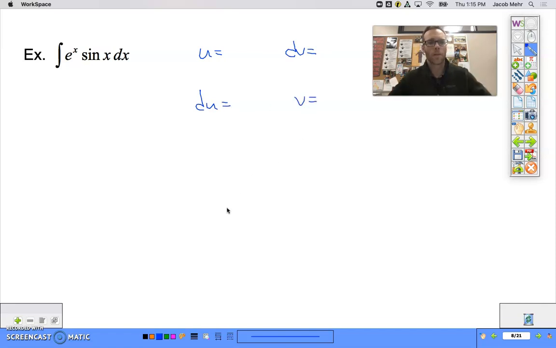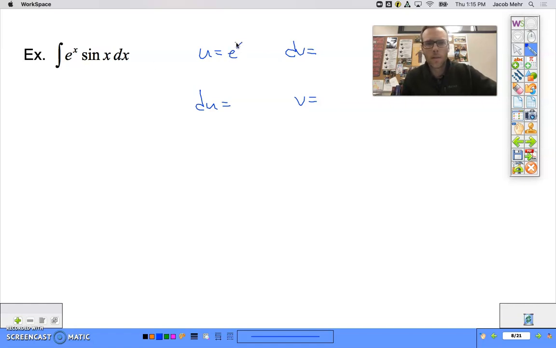All right, so time to place things. E to the x, I could go either way with that. The derivative of e to the x is e to the x. The antiderivative of e to the x is e to the x. That could go either way. How about sine? Well, the derivative of sine is cosine. The antiderivative of sine is negative cosine. So again here, really, I feel like we could go either way. So let's pick something to try.